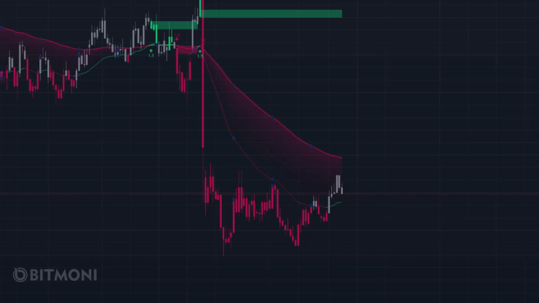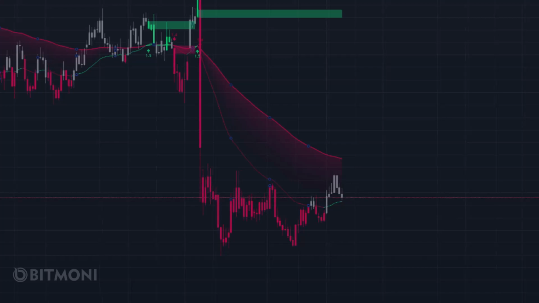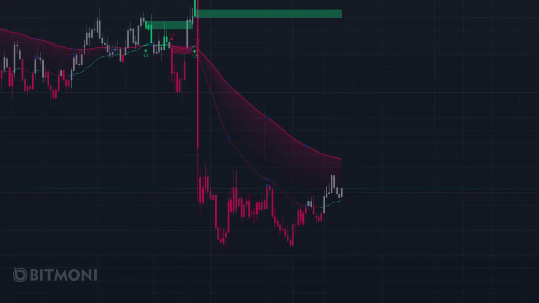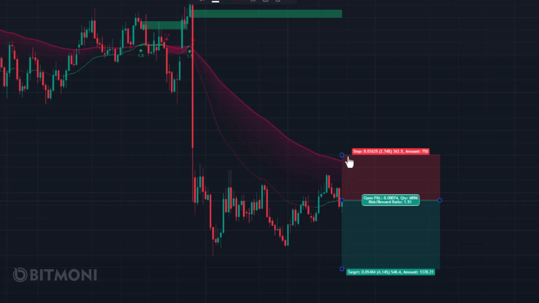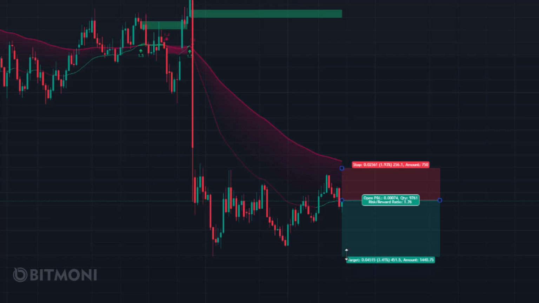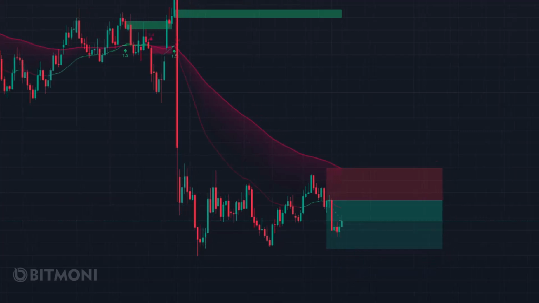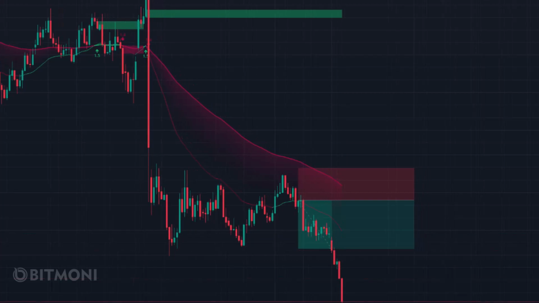Now, to confirm the end of the pullback, we need the price to go down and have the candles turning back to red. Once that happens, we take a short position, stop loss above the most recent swing high. Then take profit is going to be set at 1.5 times the risk. And letting the trade run, you can see it was profitable.